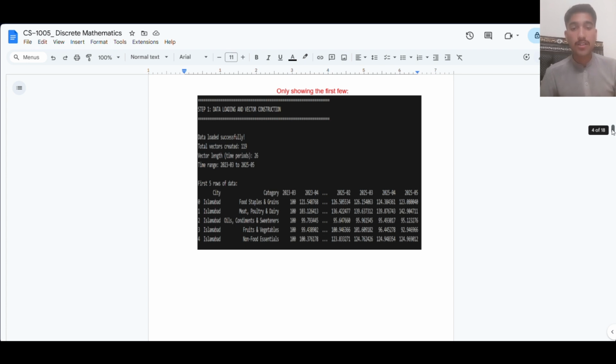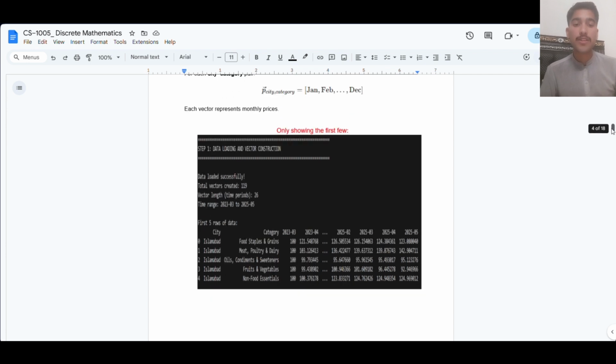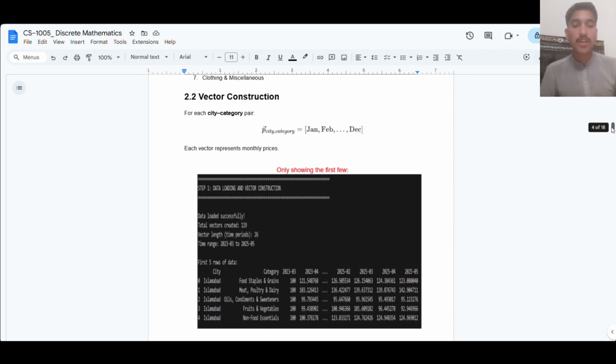Now, why did we do this? This is done because once it is a vector, we can compare different cities mathematically, which is basically our goal of the project: to see which cities behave similarly in terms of price movement. We can achieve this more easily if we use vectors.